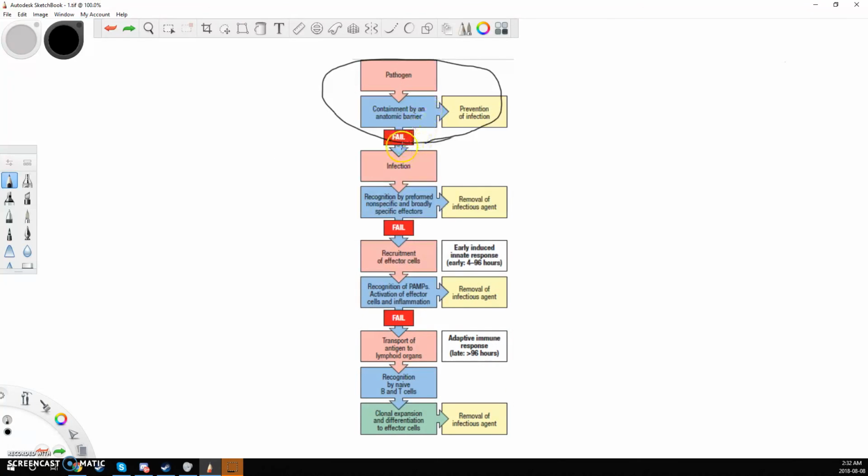This video is going over the first line of defense, which is the epithelial barriers. In the next video, we'll go over the stage of innate immunity.